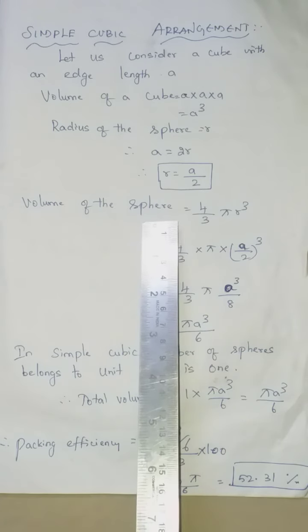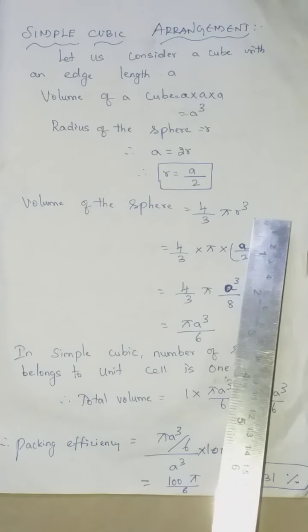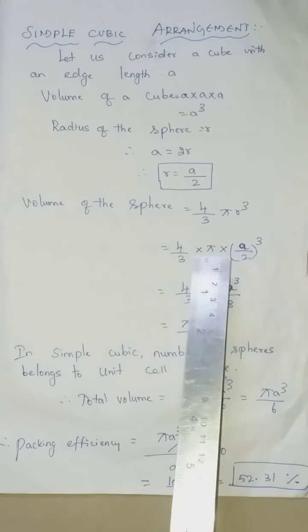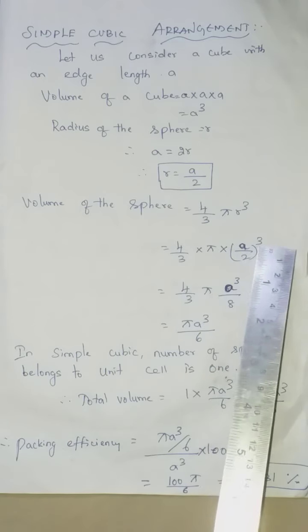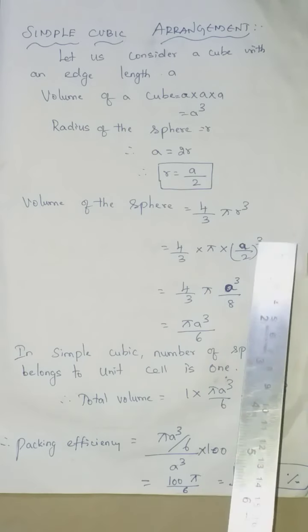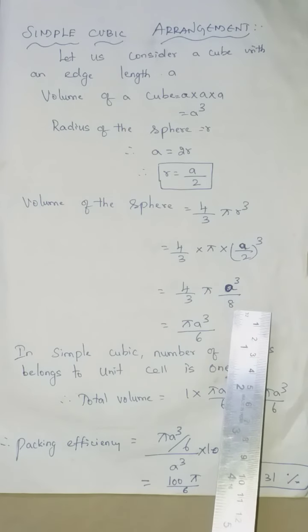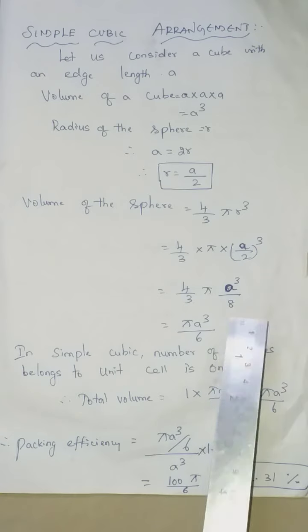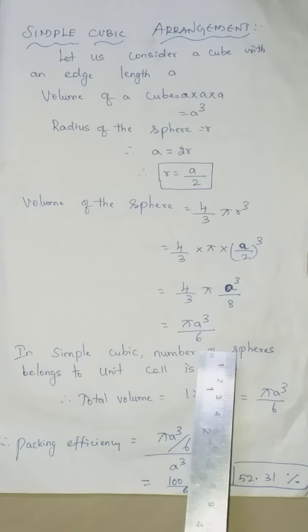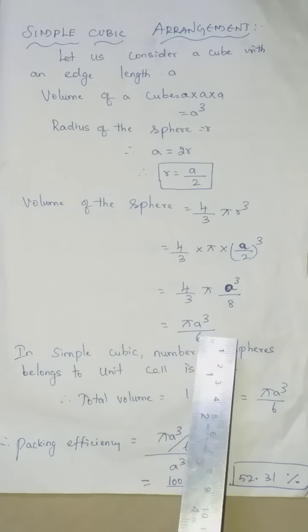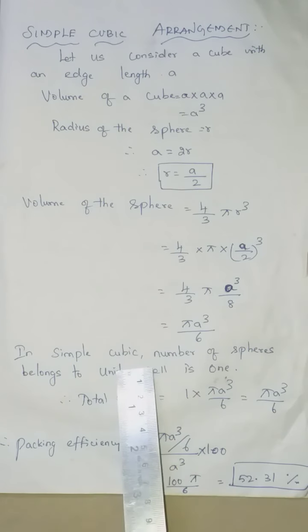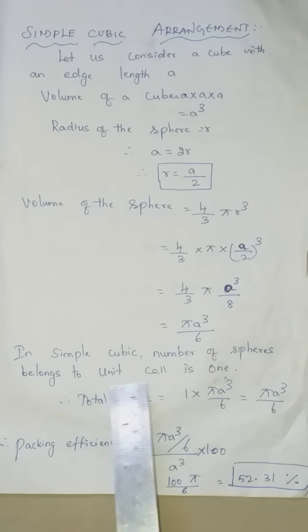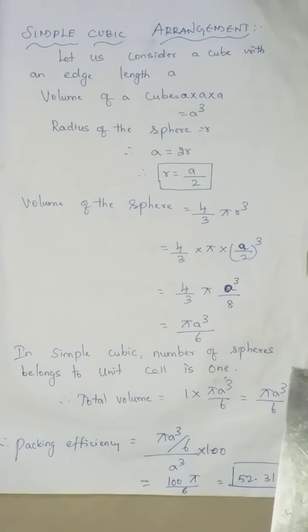Now volume of the sphere means 4 by 3 pi r cube. Substitute this r value here, 4 by 3 pi, a by 2 the whole cube. 4 by 3 pi a cube by 2 cube means it is 8. So 4 and 8 will be cancelled, then we get pi a cube by 6. So this is the volume of the sphere. Now in simple cubic, the number of spheres belonging to the unit cell: we already know the number of atoms per simple cubic is 1. For body centered 2. For face centered it is 4. So we have to memorize that.